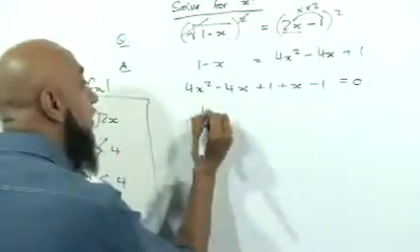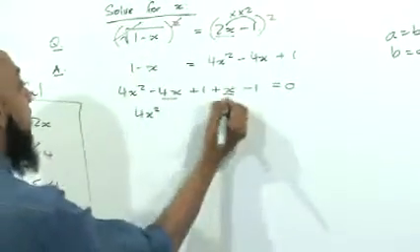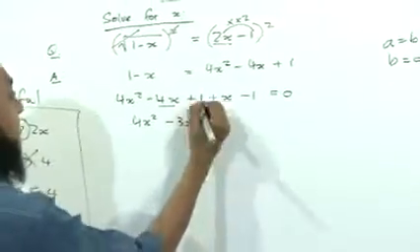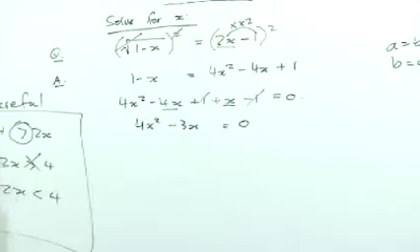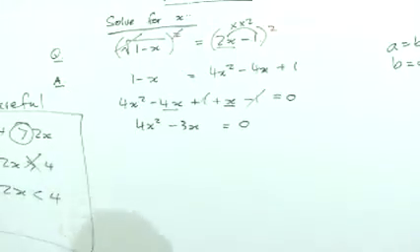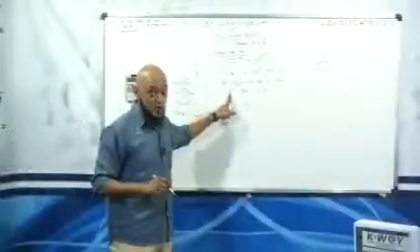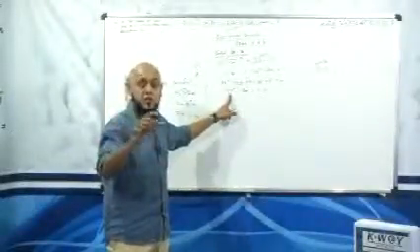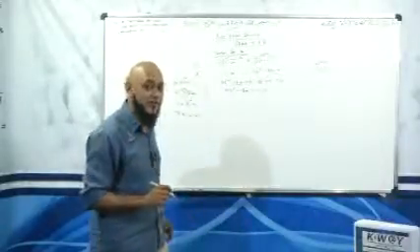Right, so what do we have here? We've got 4x squared minus 4x plus x is minus 3x. Minus 1 plus 1 is 0. Okay, how do we factorize this? Which system of factorization do we use? Is that a difference of two squares? No. Is that a trinomial? No. Is that a sum or difference of two cubes? No. What form of factorization is that?